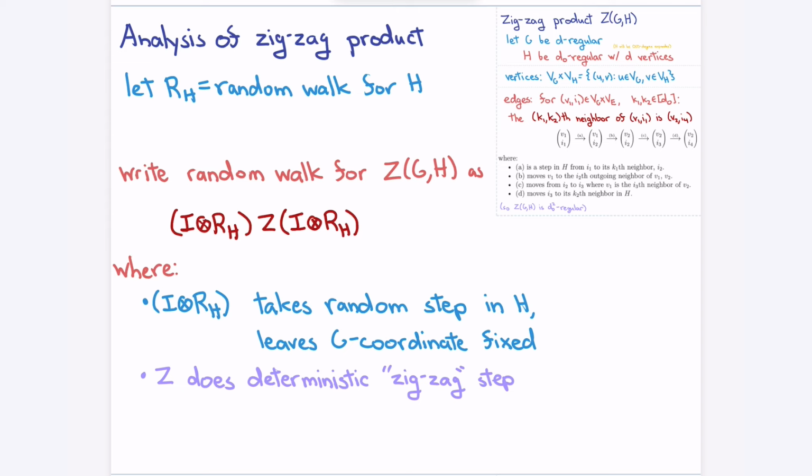So I'm going to try to explain this notation in more depth, but basically I can write it as a composition of 3 steps. The first step, I'll explain this notation in a minute, is that random step in H that keeps G fixed. Okay, and you can already sort of see the identity is supposed to be keeping things fixed in G, and this is a random step in H. And the connection to tensor products will be clear in a moment. And then Z is actually doing a deterministic zigzag step, right? Based on where you are in H, switch in G, and then do the opposite thing. And then you do another random step in H.